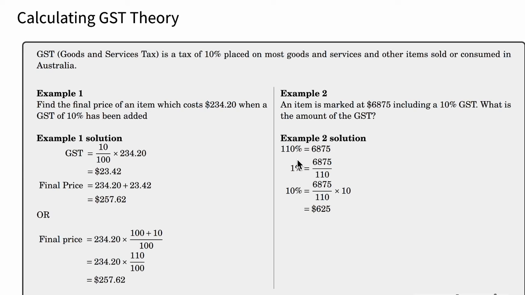Again, let me summarize this. Whenever they give you a price including GST, you treat it as 110%. If you divide both sides by 110, you end up with 1%, and that is called the unitary method. Once you have done the unitary method for 1%, you can use that to get any percentage. So 10% would give you the GST, and 100% would give you the original value. I hope these two examples are helpful.